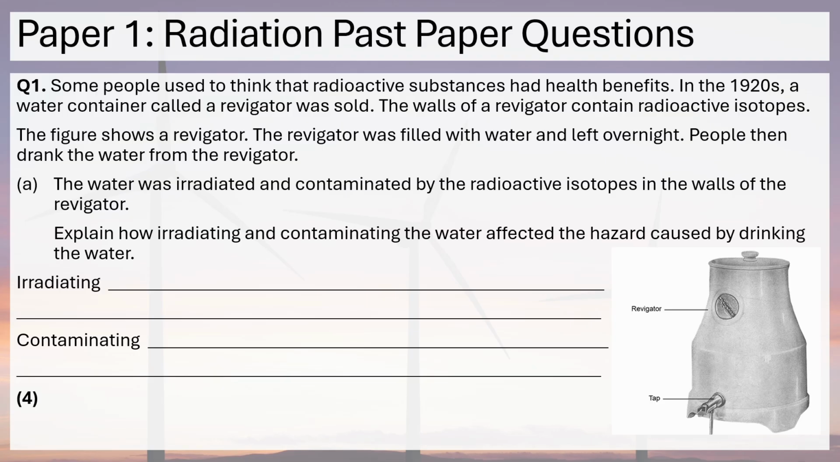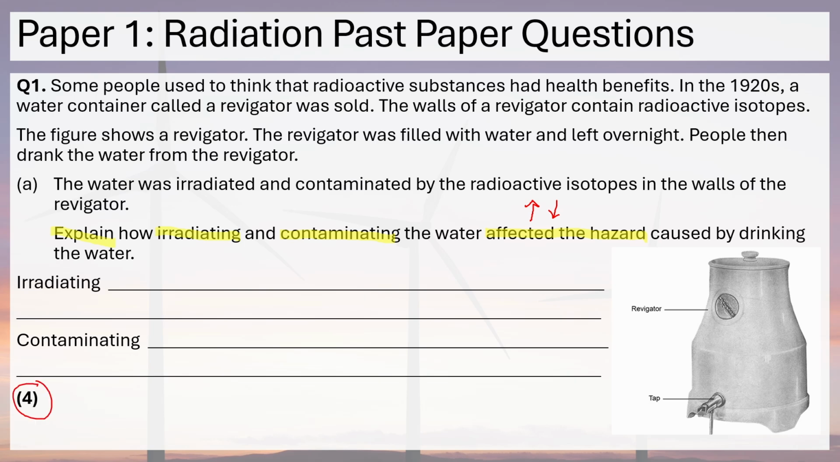So we're going to be asked about the difference between those two things. We've got to explain how irradiating and contaminating the water affected the hazard. So if I'm affecting the hazard, I'm either increasing it or I'm decreasing it. So I need to say whether irradiation increases or decreases the hazard and why, and does contaminating the water increase or decrease the hazard and why. That why gives me the explain part of my answer.